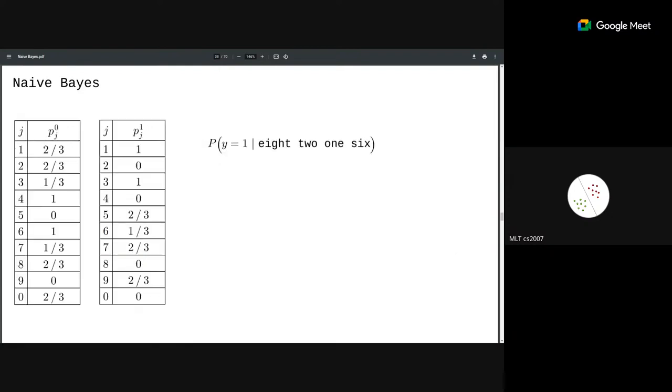Once you have done that, you have trained the model. So what you need to do now is test the model. We are given some data point 8216. You have to now find out what the predicted label is, the model's prediction for this example. So what do you think will be P of y equal to 1 given this data point? First of all, how do you calculate it?